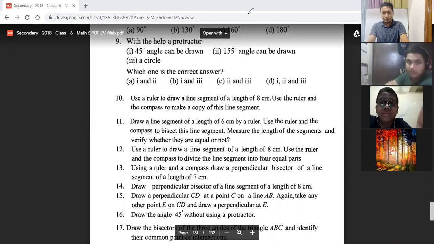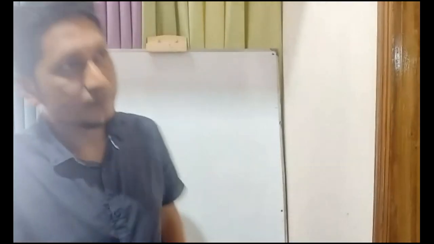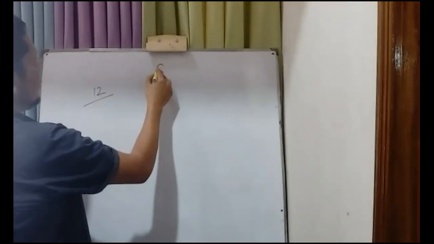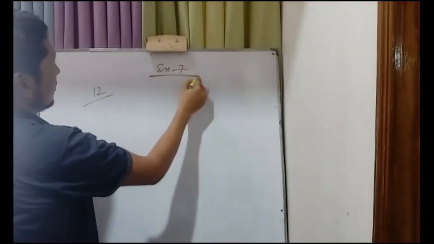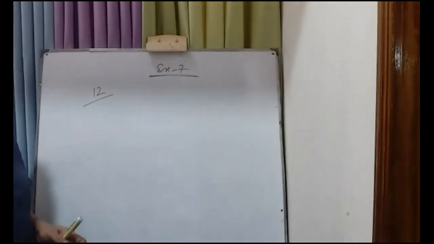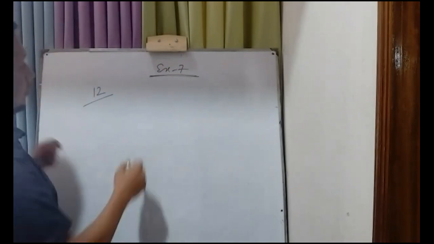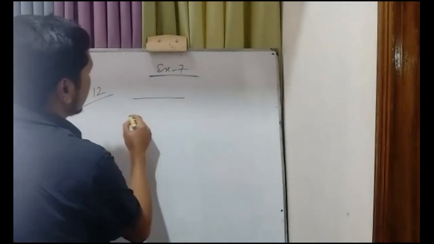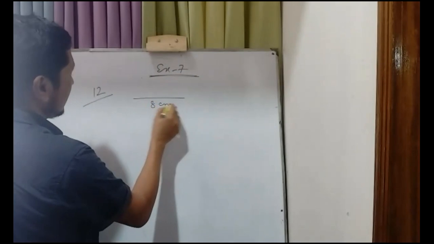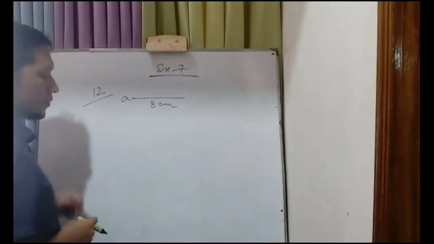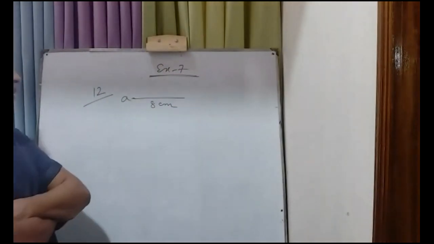Okay, number 12, exercise 7. We are going to solve it. I think all of you can see the board. First we will take an 8 centimeter long line. Suppose we give it a name, A. A is an 8 centimeter long line.